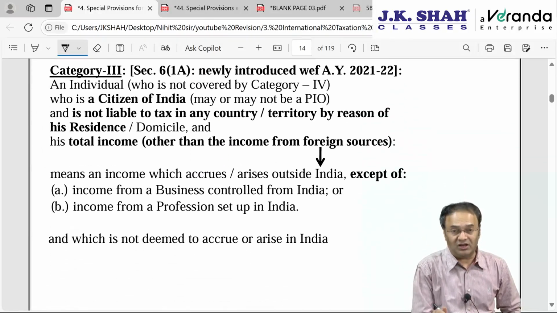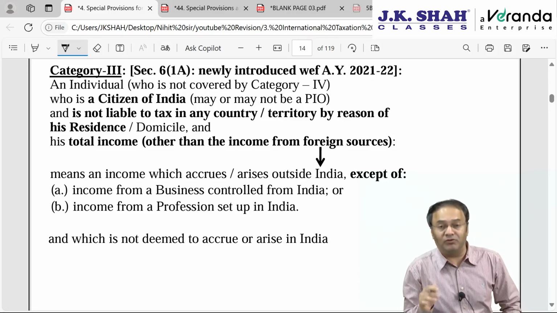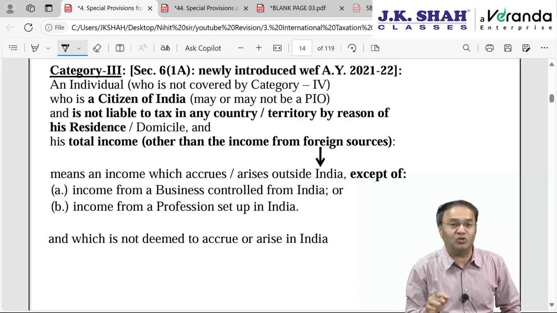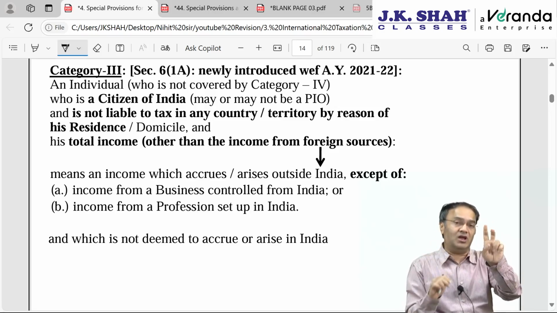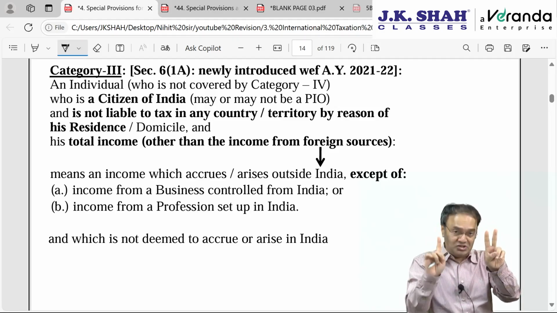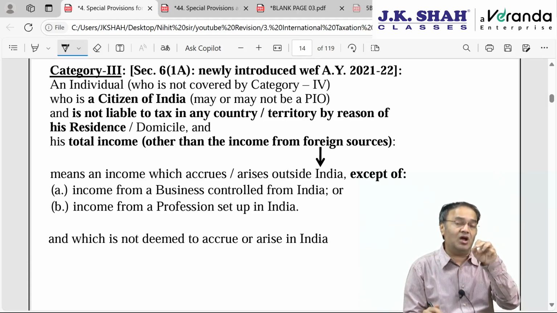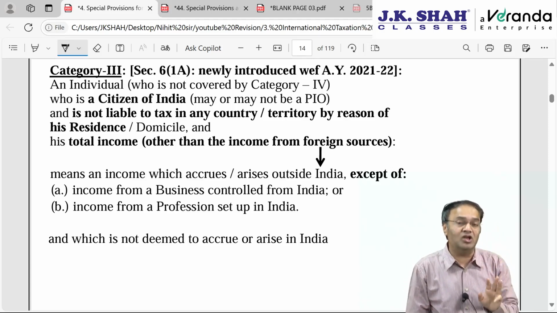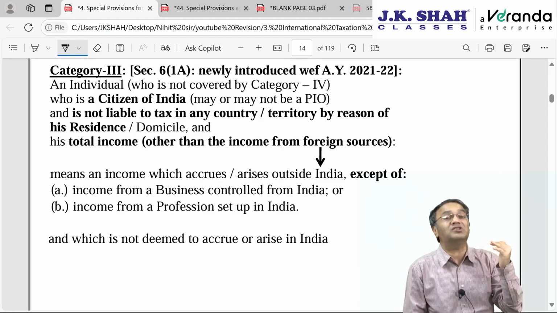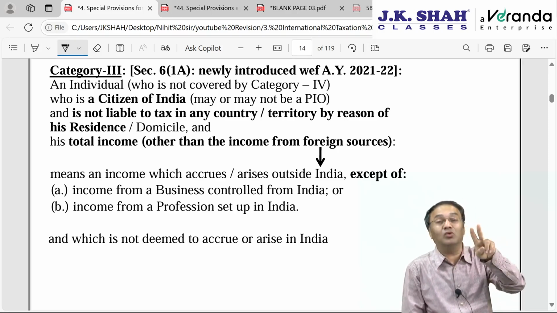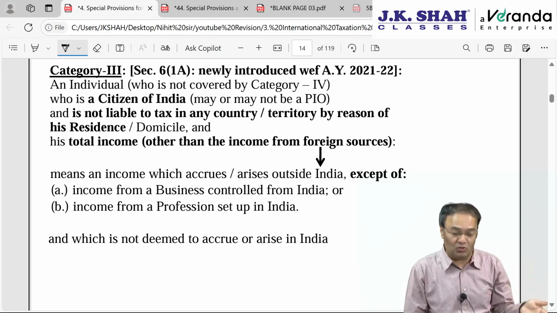Now the third category exception, the third and the last exception. I have one more category, but before we proceed further, let me remind you. Category 1, the person should be a citizen of India. Category 2, the person should be either a citizen of India or a person of Indian origin. Category 3, again he should be a citizen of India. So category 1 and 3 benefits are given only to those who are citizens of India. It is only category 2 where the person could be a PIO also.